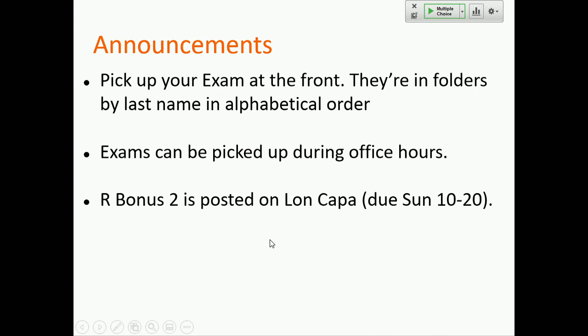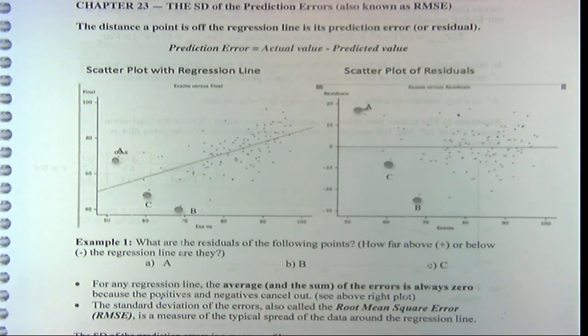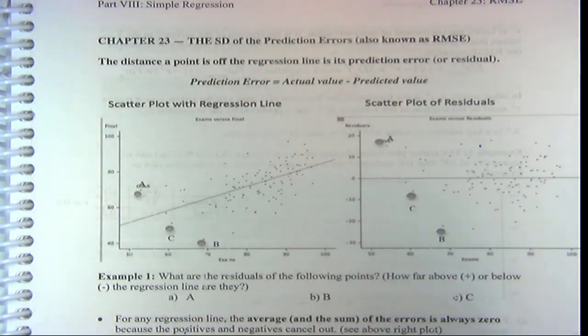Now let's go to the document camera. We're going to start on chapter 23 right here, looking at regression lines, and we're going to look at the errors around the regression line, and then we're going to do inference for regression, just like we did for means. But now we're going to do it for the regression line.